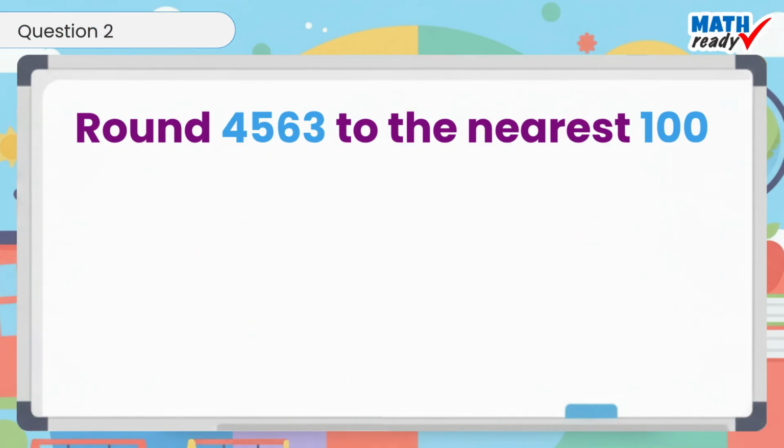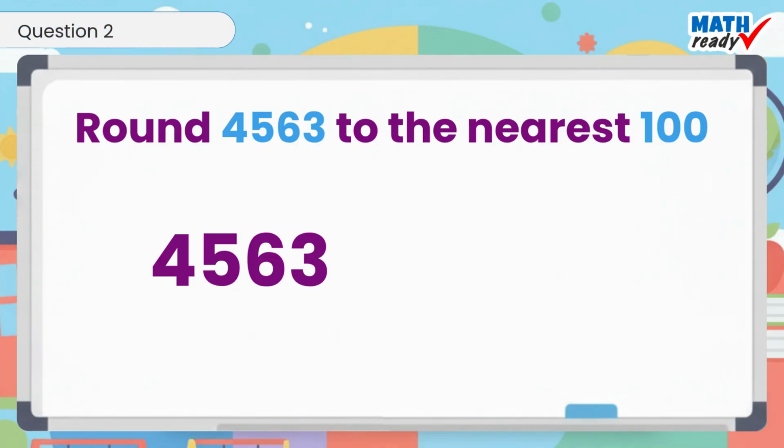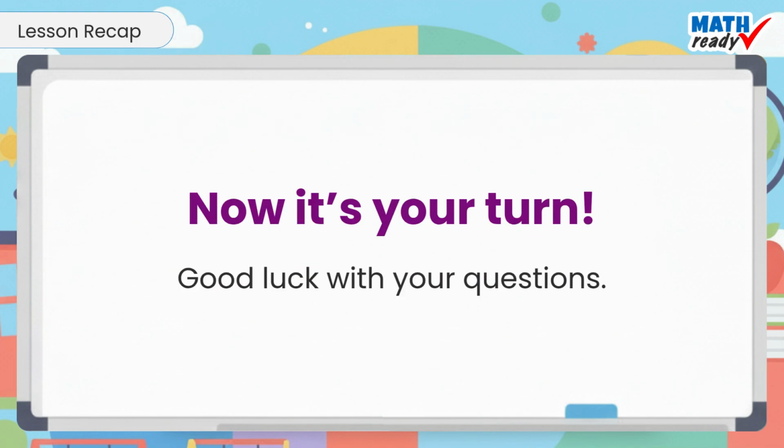Let's look at the second example. Round 4,563 to the nearest 100. We can see that 4,563 sits between 4,500 and 4,600. Since 563 is closer to 600, we round it up to 600. So, 4,563 rounded to the nearest 100 is 4,600. Now it's your turn.